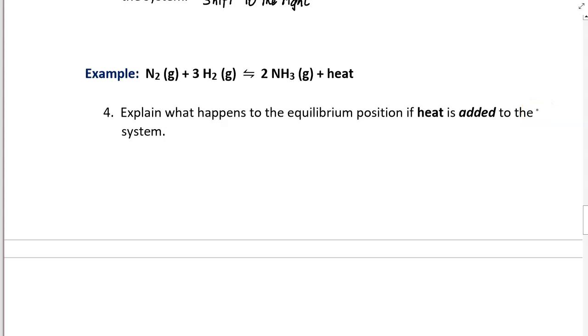Here's another example. N2 plus 3H2 makes 2NH3 plus heat. And notice the double arrow indicating this is a reversible reaction. What happens to the equilibrium position if heat is added to the system? So if more heat is added, the system will respond by using the heat. Heat is used when it combines with the NH3 to create the substances on the left side of that equation. So the equilibrium position shifts to the left. Another way to say that is the reactants are favored.